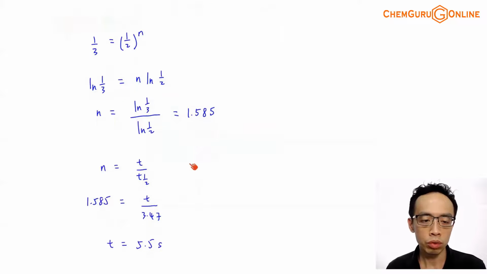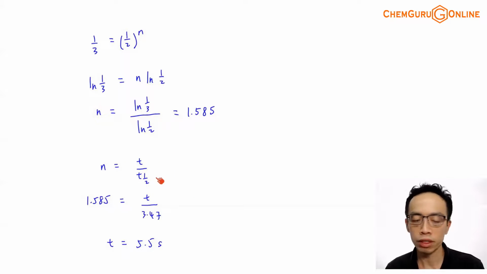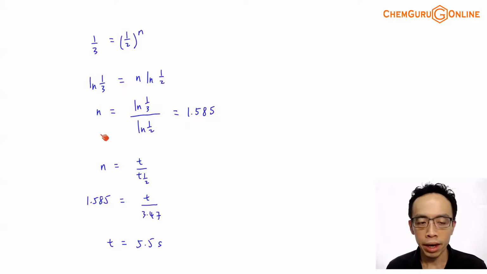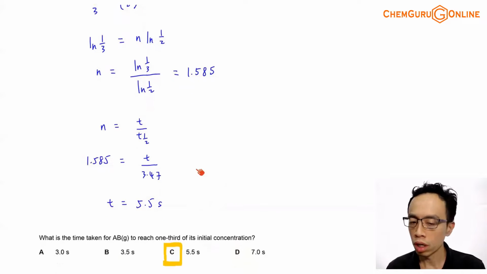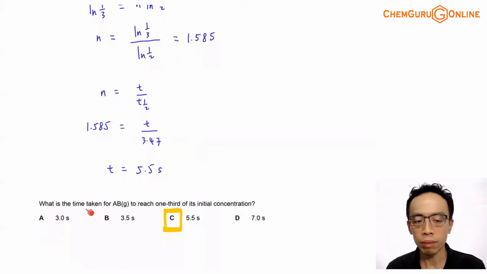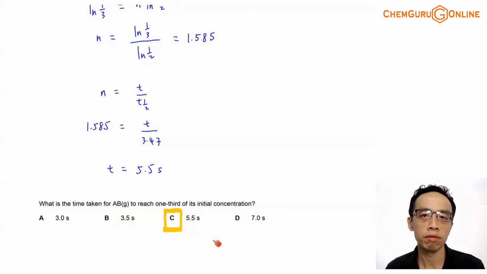And we know that n is the number of half-lives. And this will also be equal to t, which is time taken, divided by half-life, which is given in the question, 3.47 seconds. I can sub all these values in. n is equal to 1.585. t, or the time taken, is the one we want to determine. Half-life is 3.47 seconds. So I can solve for the time taken. Time taken will be 5.5 seconds. So we can now answer this question. The time taken for the reactant to reach 1/3 of its initial concentration, the answer will be C, 5.5 seconds.